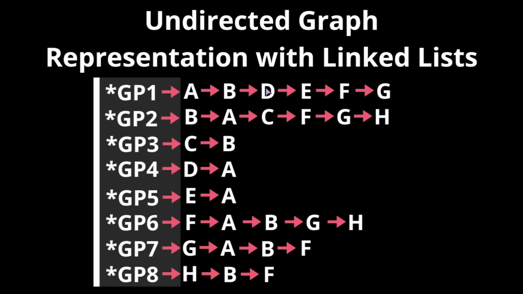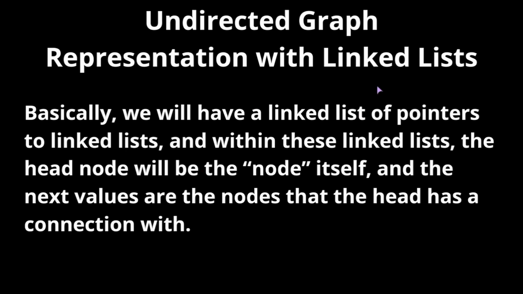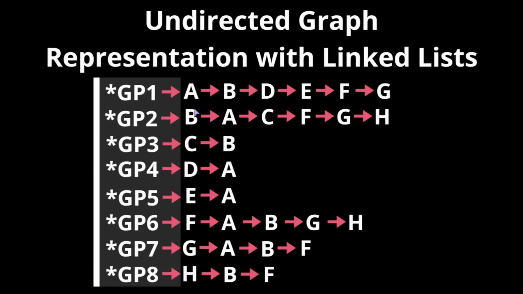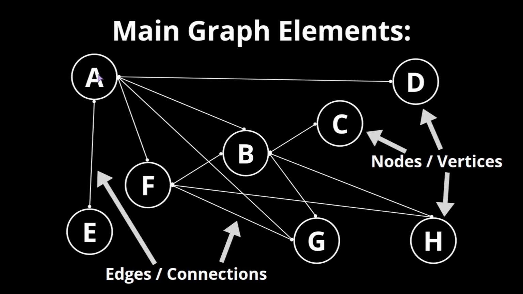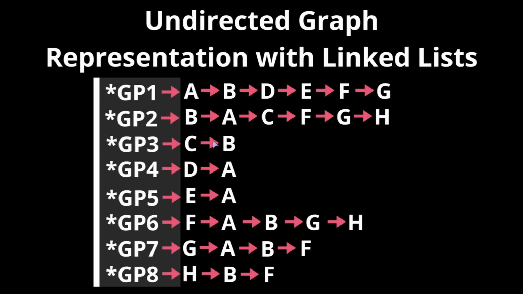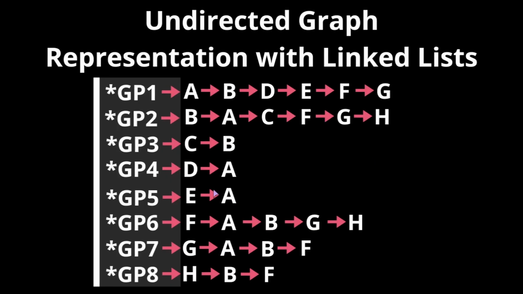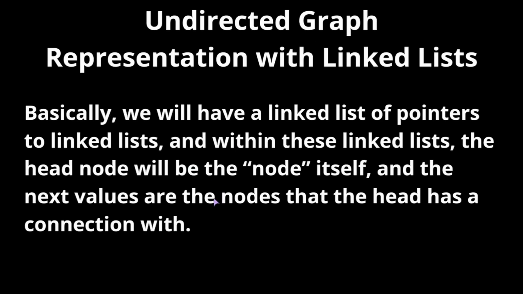So A is connected to B, D, E, F, and G. So if you take a look here, A is connected to B, D, E, F, and G, but it's not connected to H or C, as you can see here. The same thing applies to B. So B is connected to A, C, F, G, and H. And if you take a look here, C is only connected to B. D is only connected to A, and E is also only connected to A.